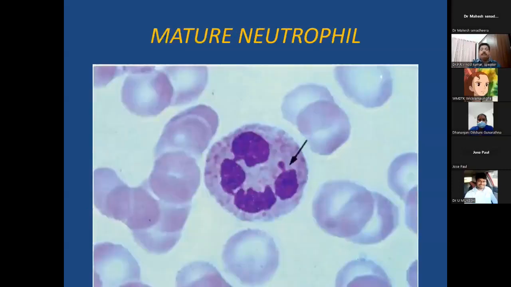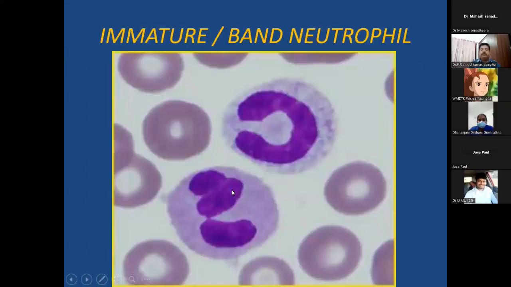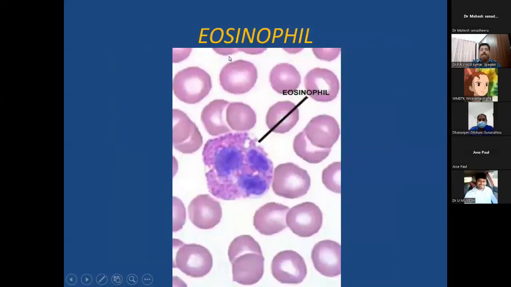This is a mature neutrophil. Here you can see the different lobes of the nucleus. That's a mature neutrophil. Here there are no lobes. It is an immature neutrophil. Here also an immature neutrophil, and lobes are absent. In the eosinophil, you can see the coarse acidophilic granules and the lobulated nucleus. These acidophilic granules contain histamine and serotonin for combating allergic diseases.